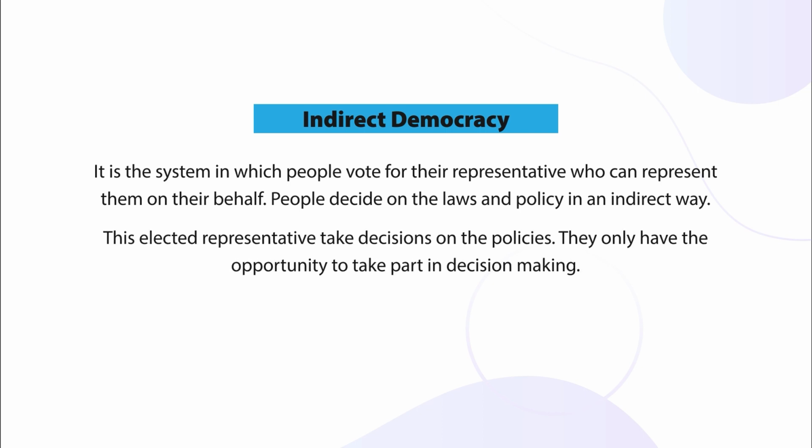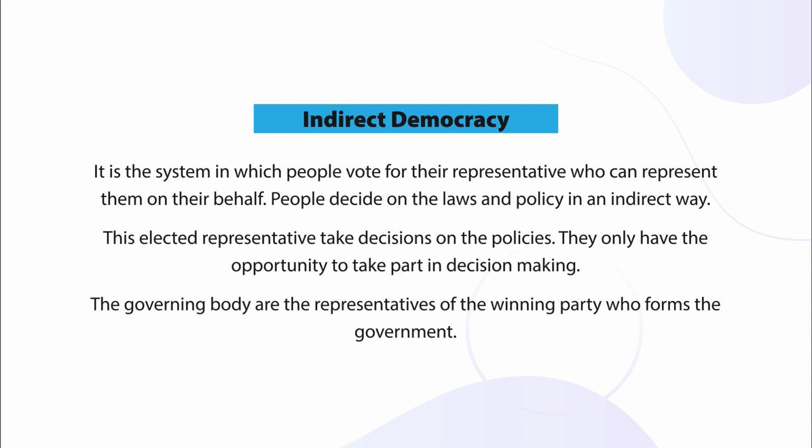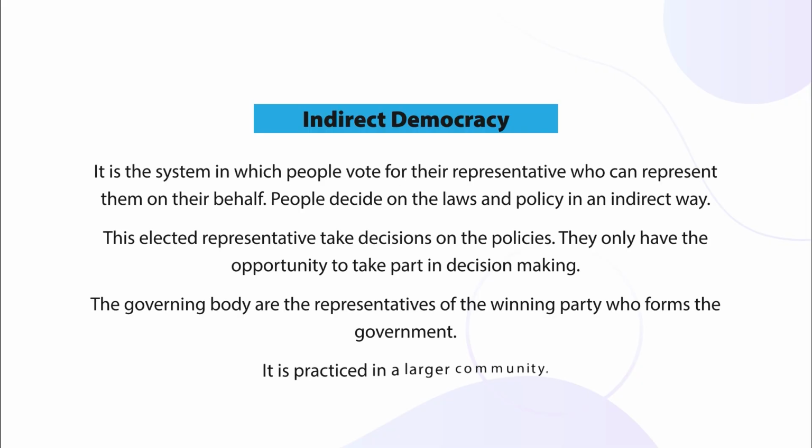These elected representatives take decisions on the policies, and they only have the opportunity to take part in decision making. These representatives whom you have elected will have the opportunity to take part in the decision making process. And the governing body are the representatives of the winning party who form the government. Here the whole community, the whole citizenry, is not the governing body. Here the representatives of the winning party are the governing body, and it is practiced in a larger community.